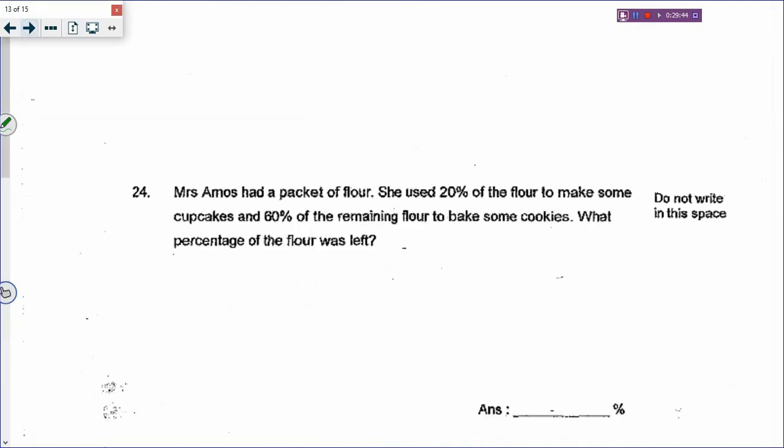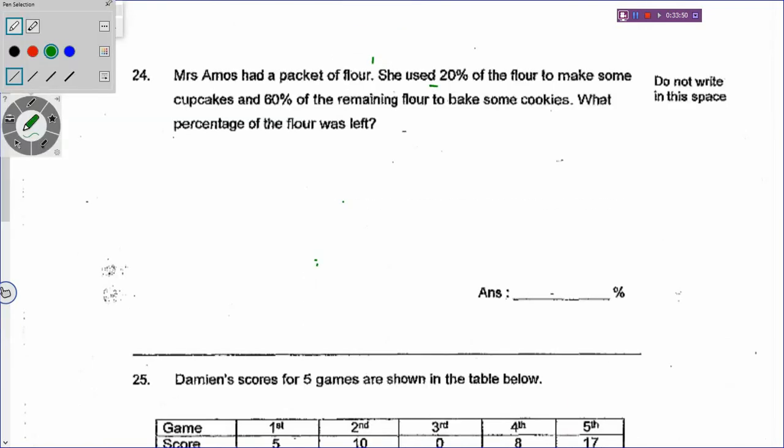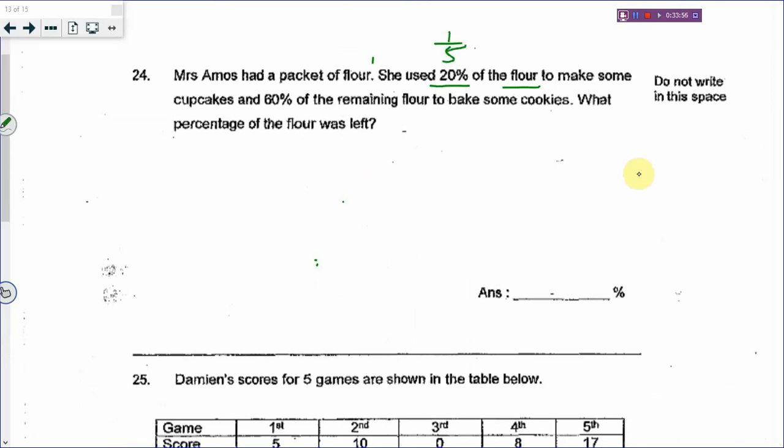Question 24, very common mistake. Now this is 20% of the flour, which is 20 over 100, which is 1/5, right? To make some cupcakes, and 60% of the remaining flour to bake some cookies. So your 60% is 60 over 100. Let me just write down so that we don't get confused. 60 over 100, and your simplest form is 3/5. Not 4/5. So that is 3/5 to bake some cookies. So what percentage of the flour was left?